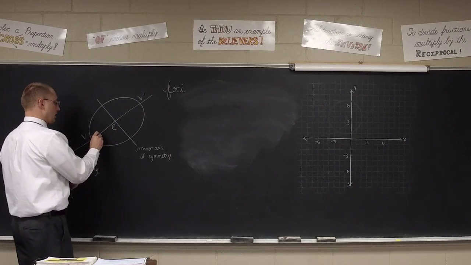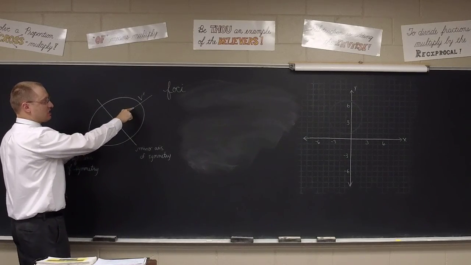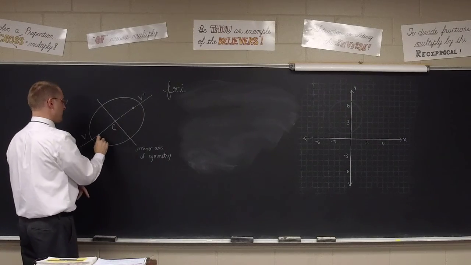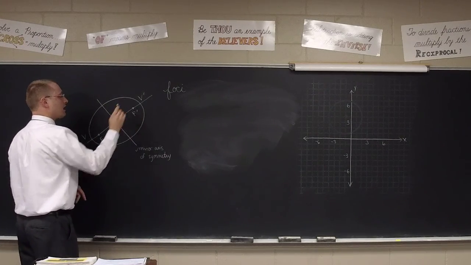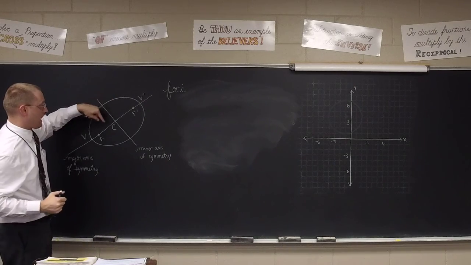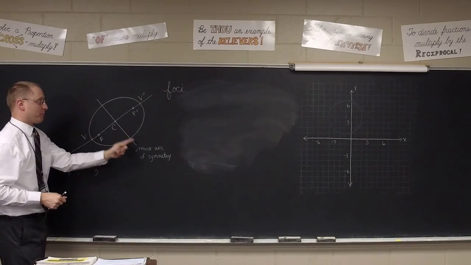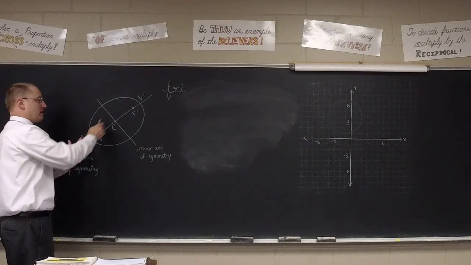Somewhere along here, you will see those 2 points that the sum of the distances stays the same. These are called the foci, and they are along the major axis of symmetry. So the major axis of symmetry runs through the vertices, the foci, and the center. The minor axis of symmetry is the perpendicular bisector of the VV prime line.